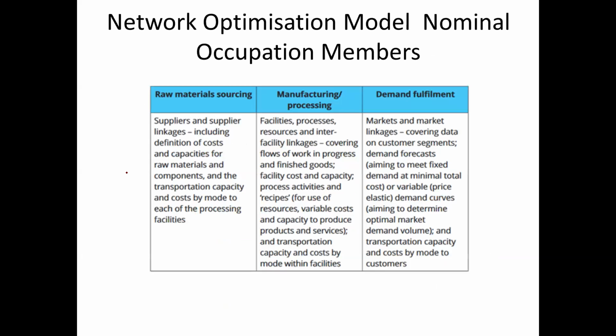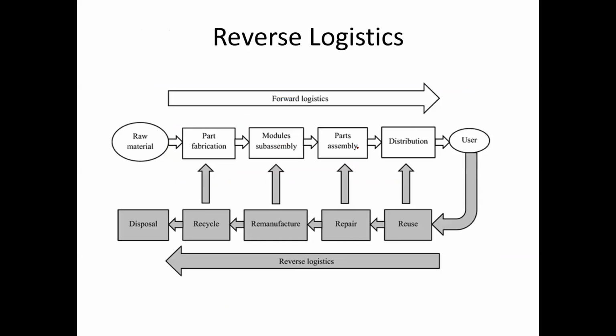The study guide says the members of a NOM model will be raw materials, suppliers and linkages, including costs and capacities, and transport capacity will be put in. You'll put all that into the model, and then hopefully you'll get the right answers.